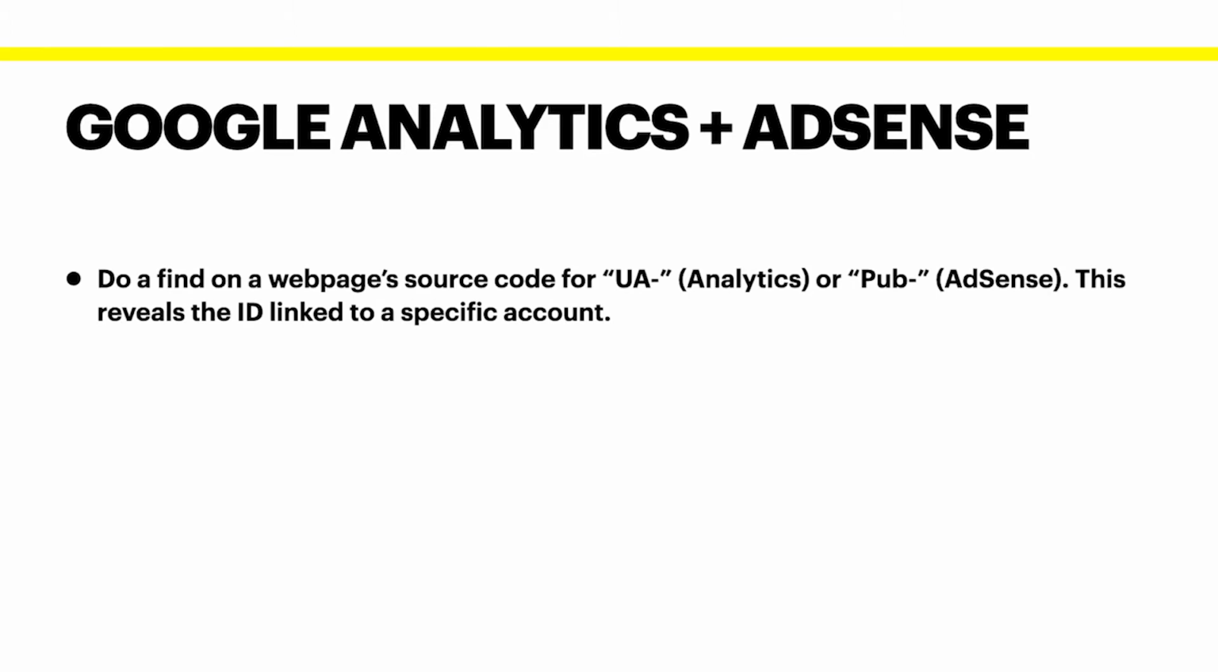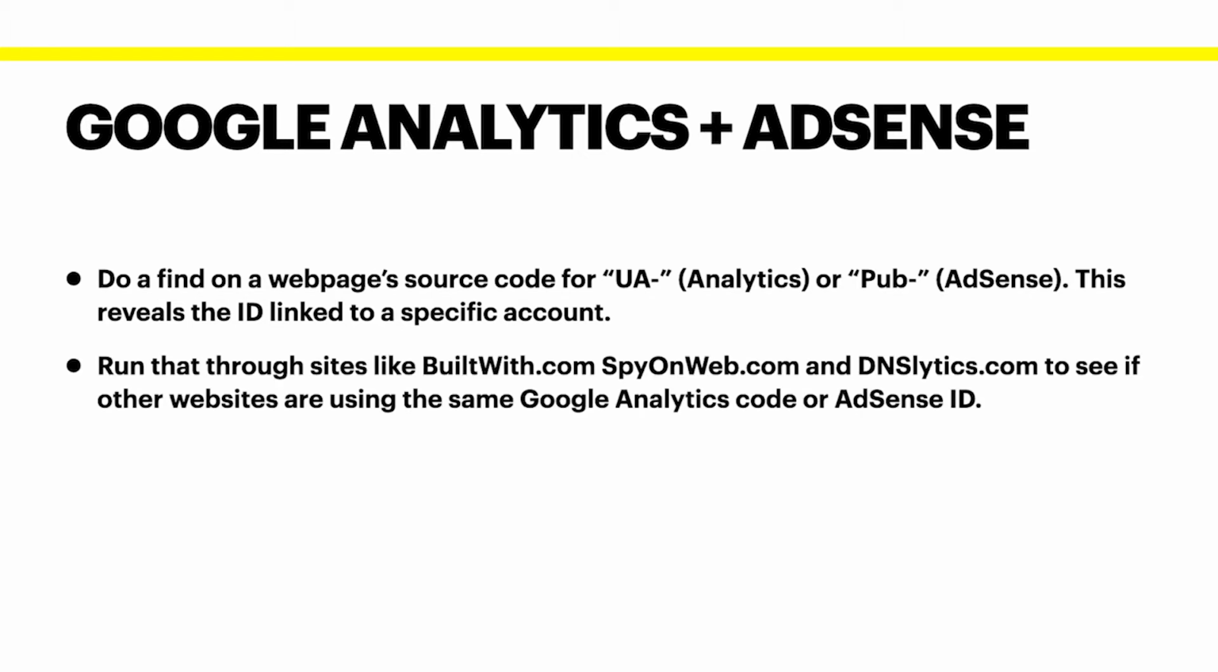One is UA-, and that's for Analytics IDs, and the other is PUB-, and that's for AdSense IDs. Every single unique ID from one of these products begins with these first characters. So if you find those characters in the source code of a website, that means you're going to find the ID. Then we take that ID and run it through a bunch of sites that enable you to search for connected websites using that same ID. And I'll show you what those are.